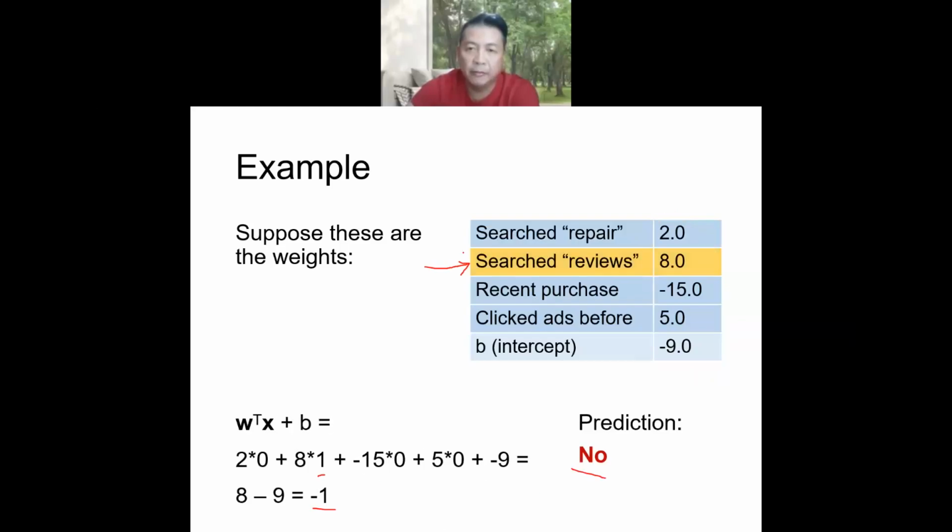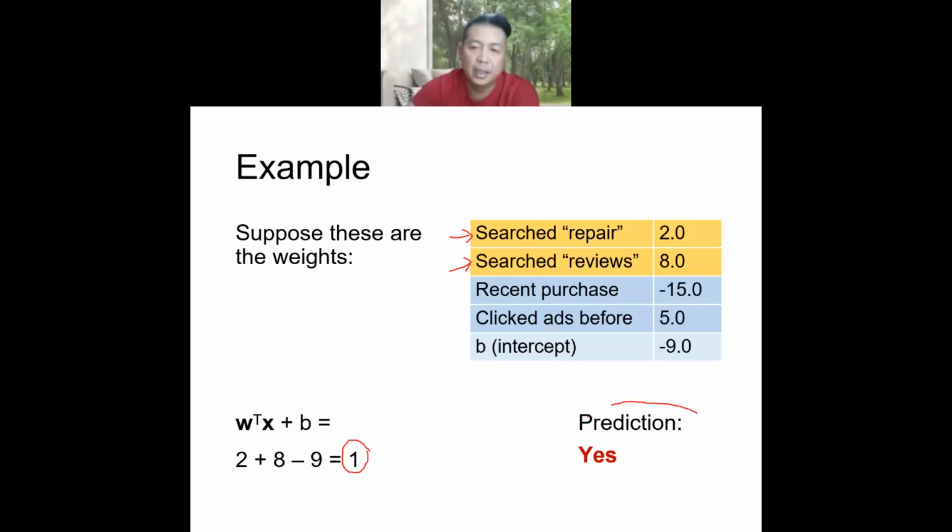So if only that person searches for review, that means they will not click on the advertisement. But if they are looking at these two, search for repair and review, then the value here will be 1. So that means this guy will click on the advertisement to buy a fridge. So let's try another value.